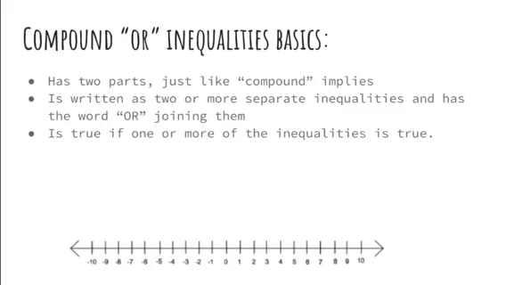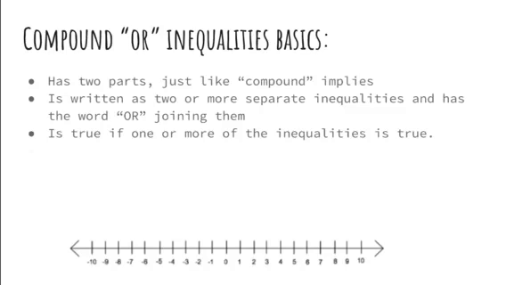It is true if one or more of the inequalities is true. Just like in life, what you say with the word or is true if one of them is going to happen. So you could say, I am either going to the football game tonight or to the movies, and you are telling the truth if one of those is true.